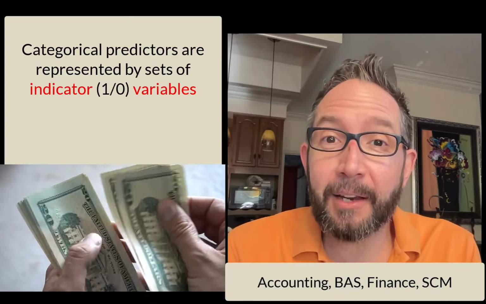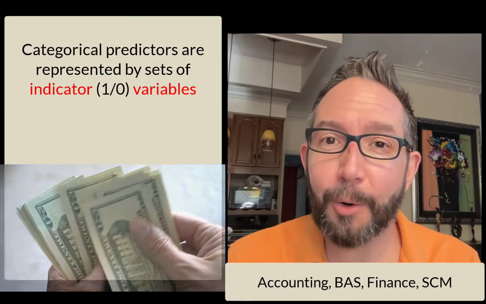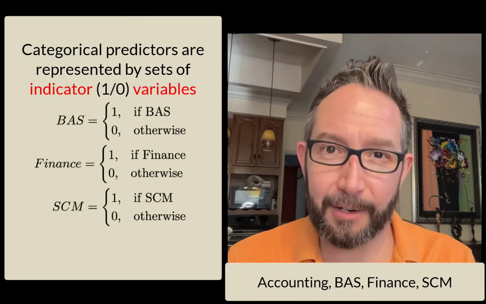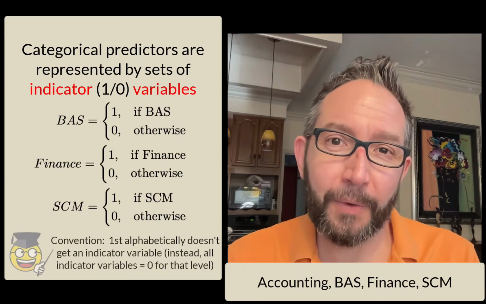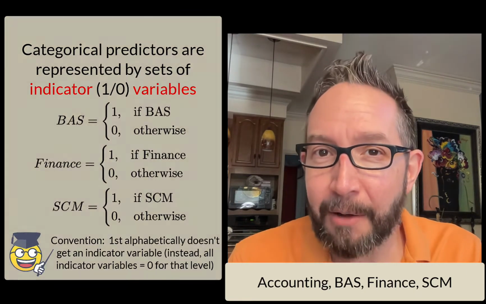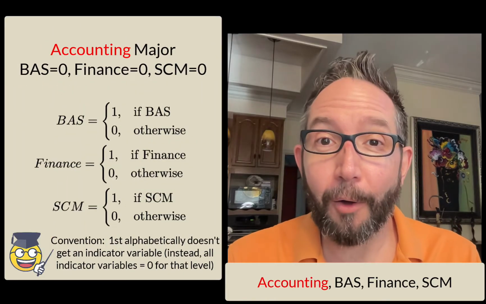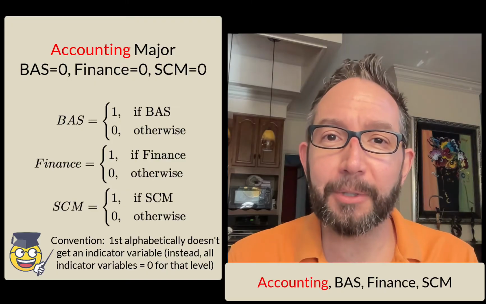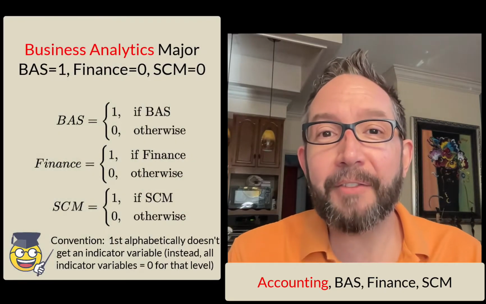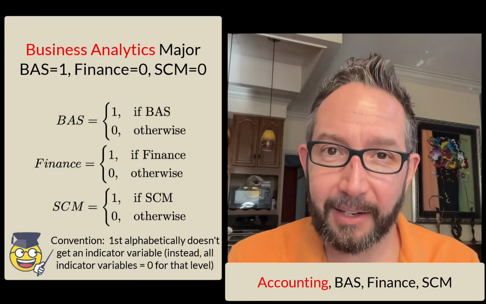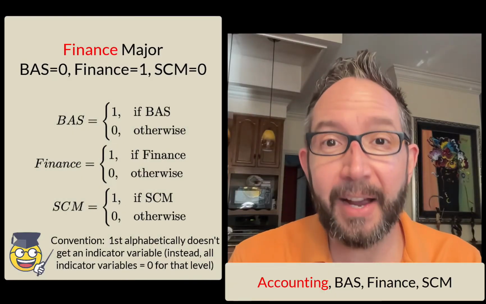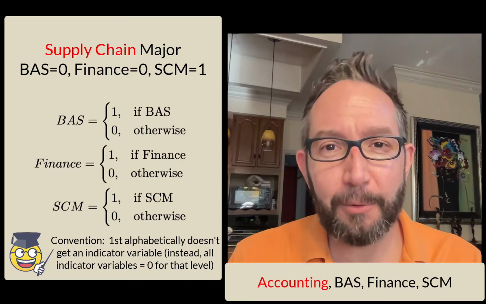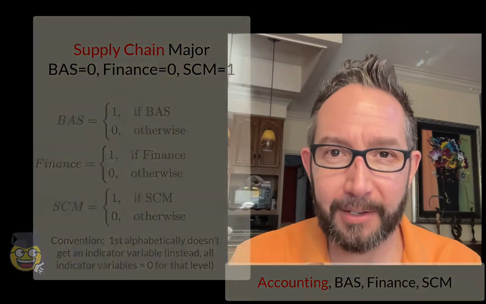If we were predicting donation amounts based on major, well, we have 4 levels in this case, so we would need a set of 3 indicator variables. By convention, the one that comes first alphabetically, accounting, would have zeros for all 3 indicator variables, and the other 3 levels would have an indicator variable named after it. So we'd have an indicator variable for business analytics. We'd have another variable for finance. We'd have another variable for supply chain. They would equal 1 if that was that major and 0 otherwise.